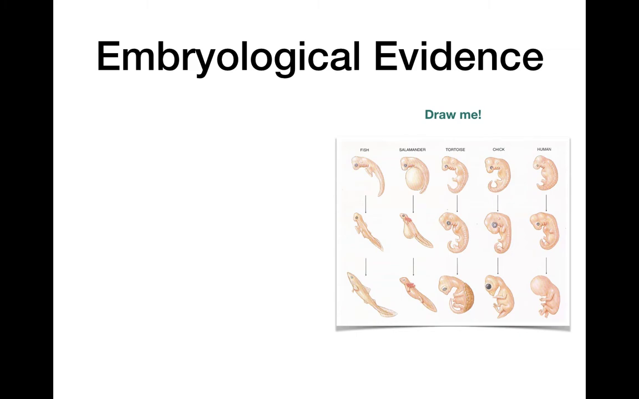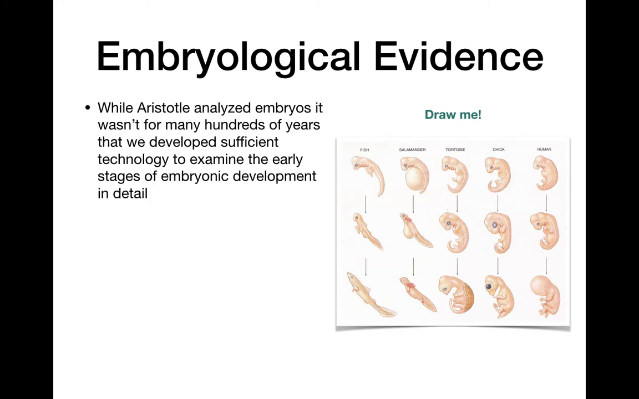Okay, let's talk about embryological evidence. Embryos are what happens after the sperm fertilizes an egg, then it will start to develop into an embryo. Many scientists have analyzed embryos. Aristotle started to do it many, many hundreds of years ago, but he didn't have enough evidence to do this in particular detail. As we developed microscope technology and further visualization software and technology, we've been able to analyze and preserve embryos much better and learn much more about them.